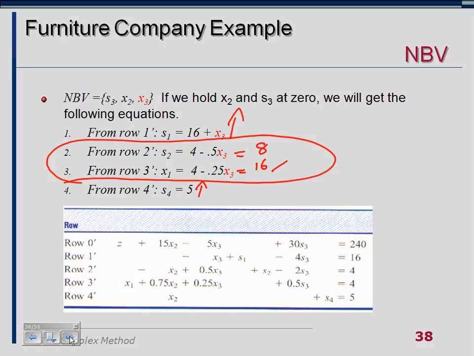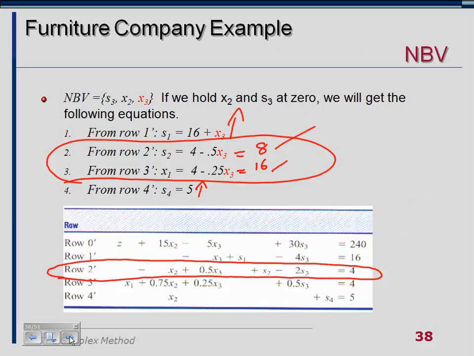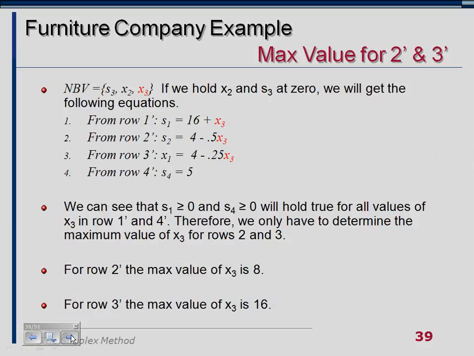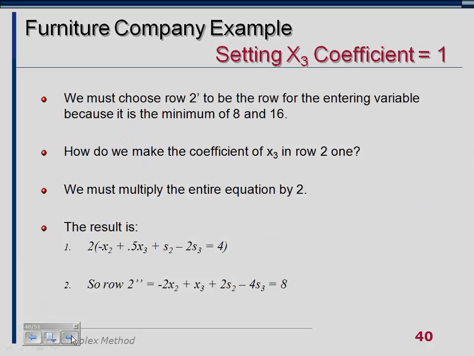So what happens is row 2 becomes the row where I increase my entering basic variable, which is x3, and I increase it by 8. So we've already done this. Now we must choose row 2 to be the row for the entering basic variable because it's the minimum of 8 and 16. So how do we make the coefficient of x3 in row 2 equal to 1?